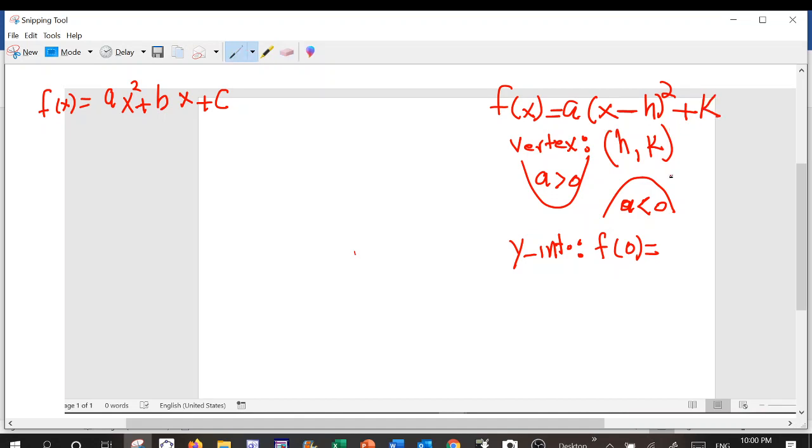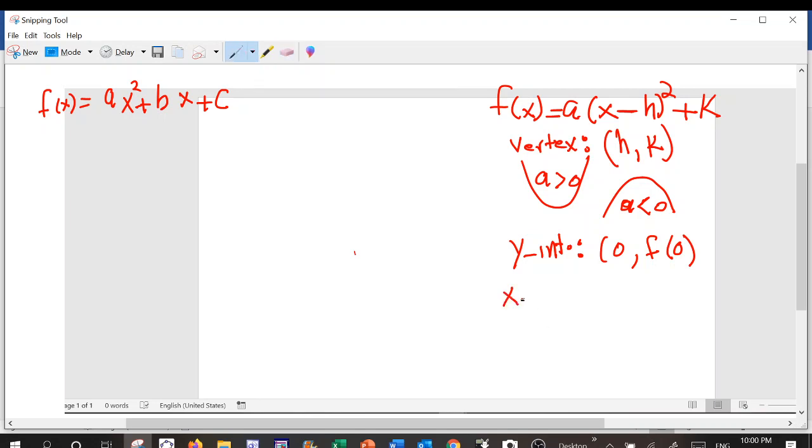And we substitute 0 for x, right? And we can find the y-intercept. That's easy. So we just say y-intercept would be 0 and f at 0, right?